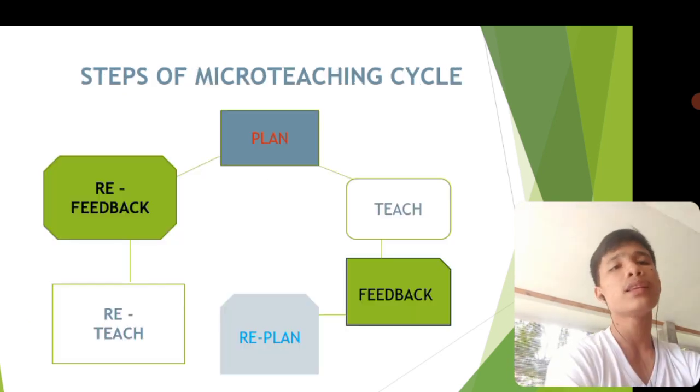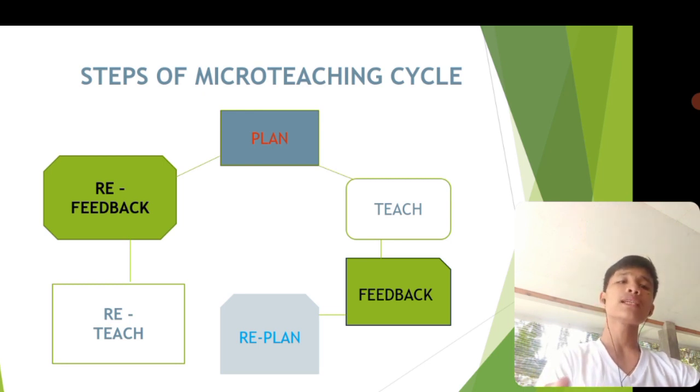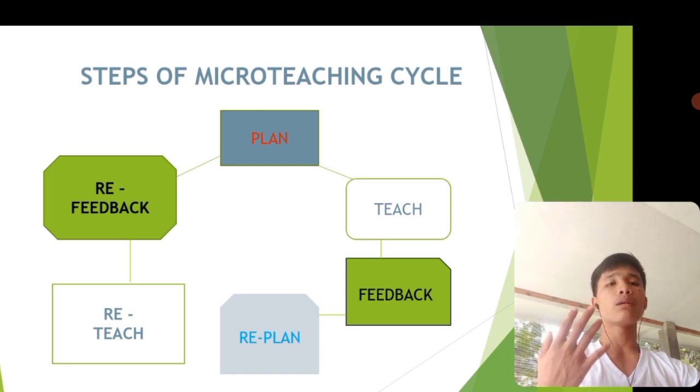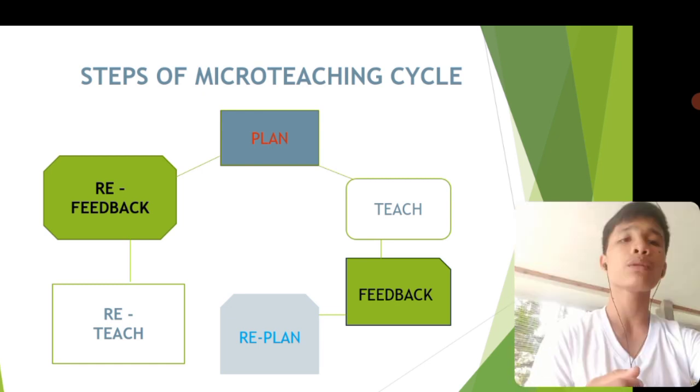And these are the steps of the micro teaching cycle. First, plan. Second, teach. Third, feedback. The fourth is replan. The fifth is reteach, and the sixth is refeedback. Plan is the important part of the micro teaching cycle because we are going to organize the lesson or topic that we are going to discuss in the class.